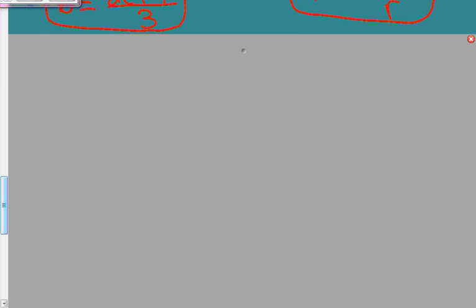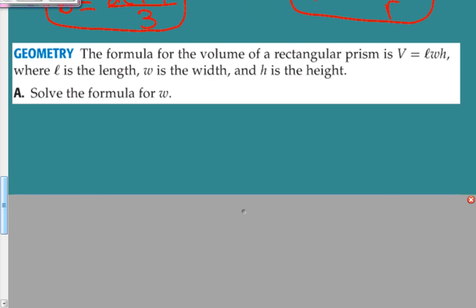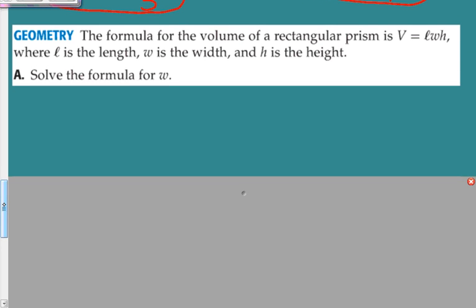The last thing we're going to do is work with actual formulas. They give you the formula for the volume of a rectangular prism is V equals length times width times height. Then it's going to tell you, solve the formula for W. That means rewrite it to where it says W equals.